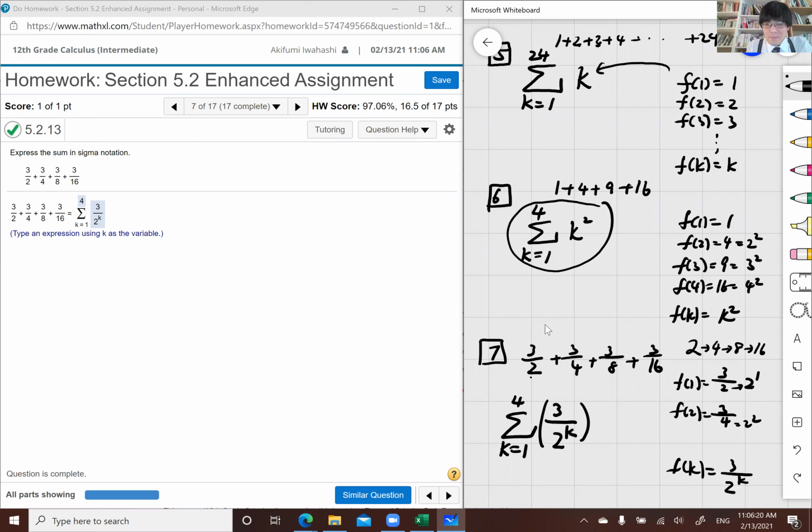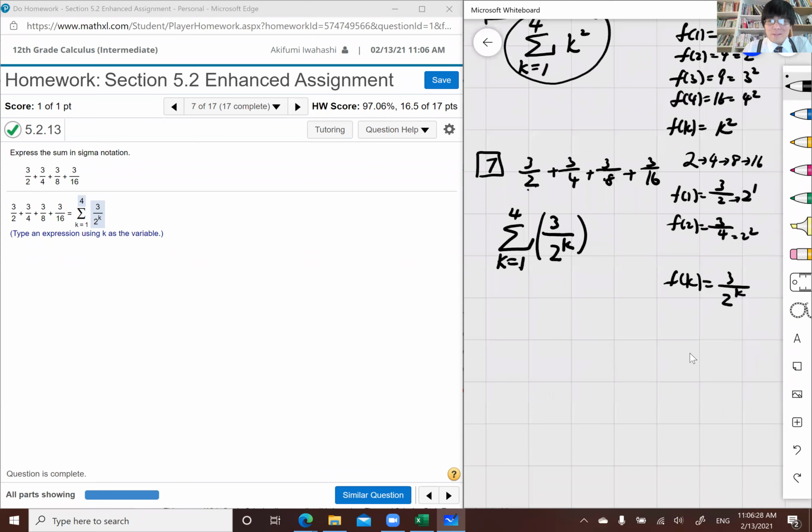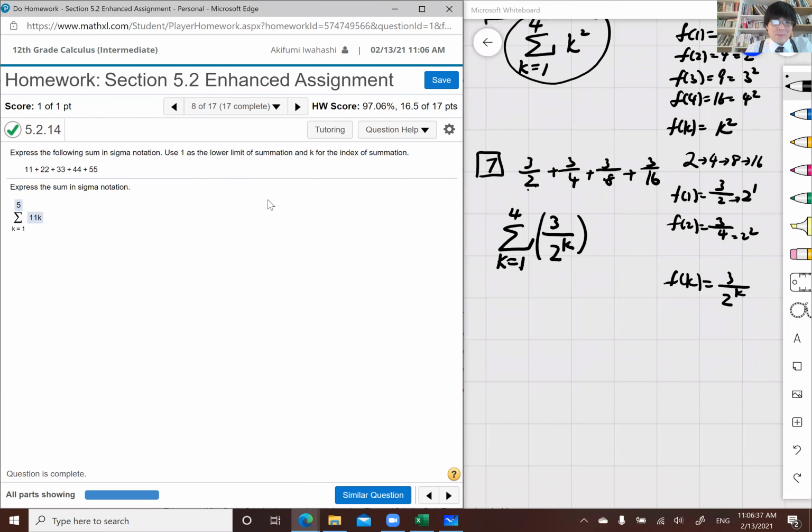You can check by plugging in k equal to 1, k equal to 2, k equal to 3, and so on. Make sure to test your answer actually expresses the same thing as the original summation. The next one is very simple too. I'm not going to explain this one now.